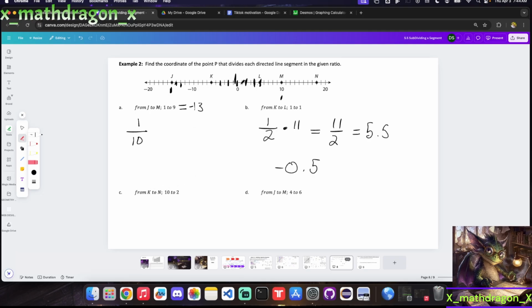Now, from K to N. So K to N, this is 18 from 0 to here, because here's 20. So 18. So then it would be 1, 2, 3, 4, 5, 6 added on. So we'll do 18 plus 6, which is 24. And times it by our ratio, which is 10 over 12. We could simplify our fraction if we want. However, let's just do 240 divided by 12.